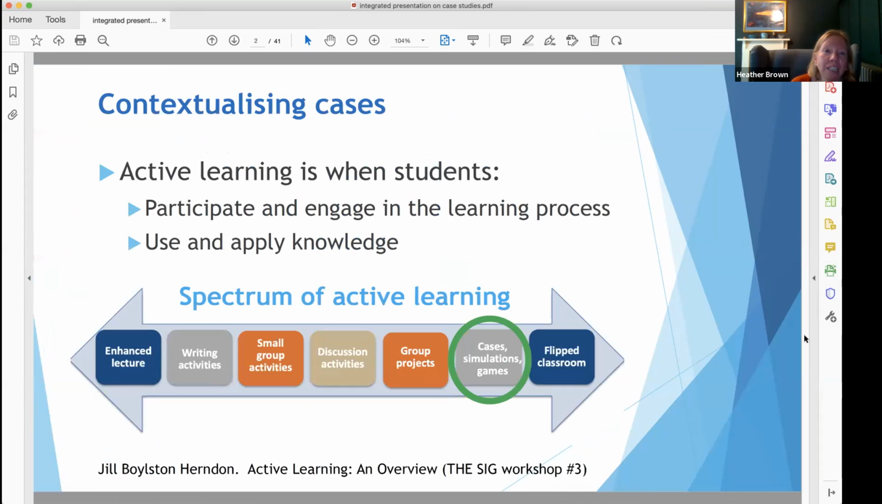Just to give a brief summary of what active learning is. Basically it's when students participate and engage in the learning process. So it's not just you lecturing them, it's students actively participating in the material, and using and applying knowledge. In many cases, health economics is quite an applied discipline, so it's using examples from the real world to help students achieve learning by showing theory and practice. And today we're going to be focusing on case simulations and games.